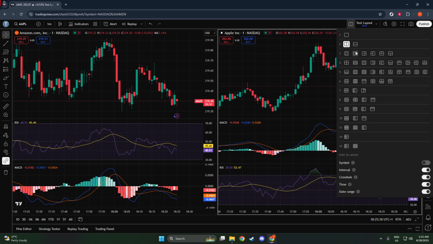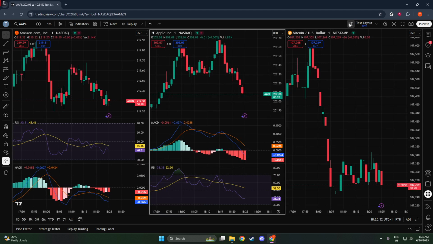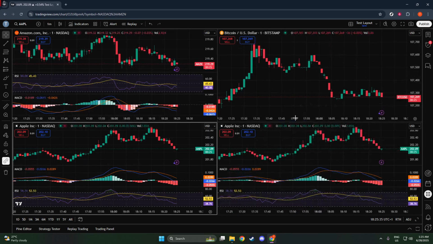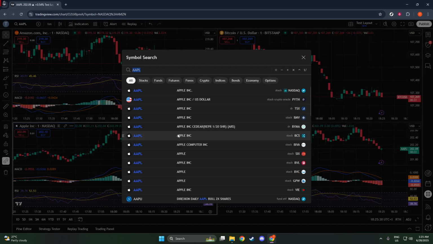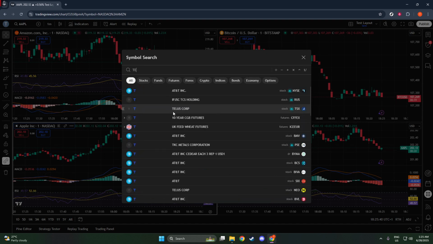By adhering to these guidelines, you're more likely to maintain a streamlined and efficient approach, paving the way for improved focus and potentially better trading results. Remember, practice makes perfect, so the more you familiarize yourself with TradingView's tools and capabilities, the more intuitive the process will become. So go ahead and apply these tips to transform your TradingView experience.